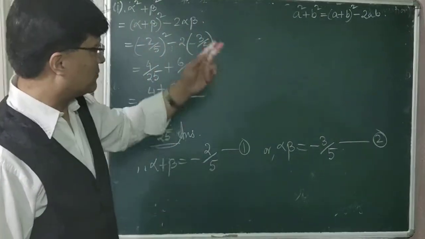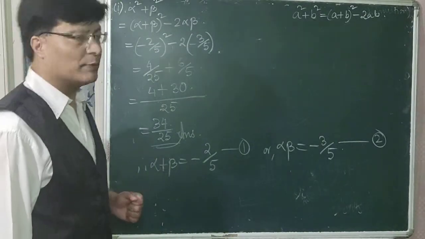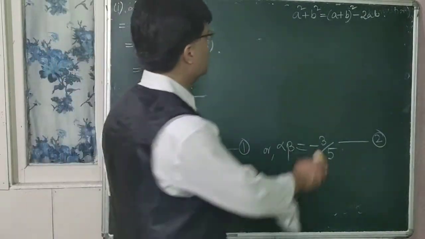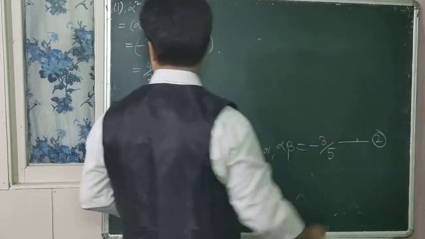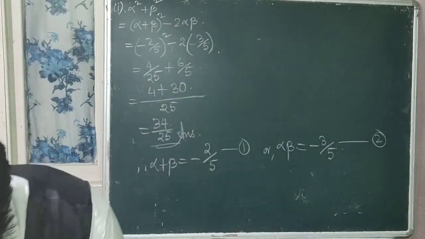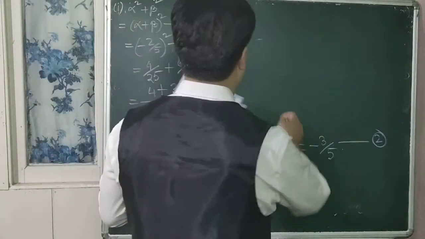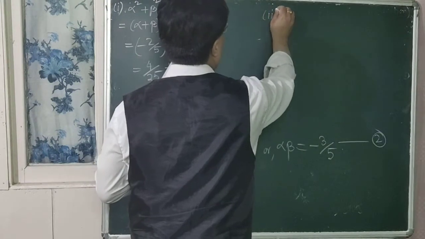I think you have copied that formula. A square plus b square is equal to a plus b whole square minus 2ab. You know it, isn't it? So I am rubbing it. Okay. So let's do question number 2. So what is question number 2 here?